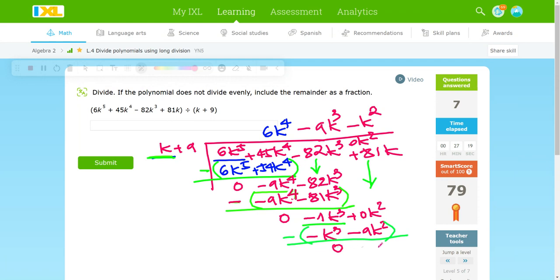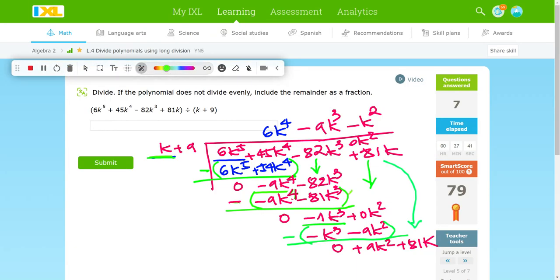So no more k cubed. Subtract becomes plus, so you come out with 9k squared. Now you can move the last part down, which is 81k. Here we go. 9k squared divided by k, you should come out at k.